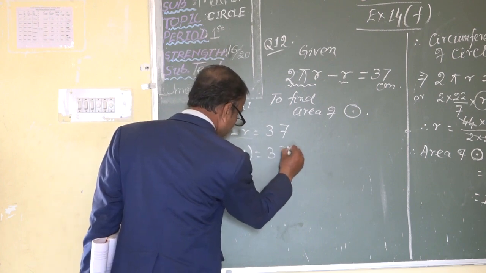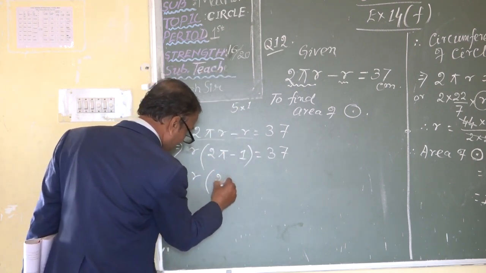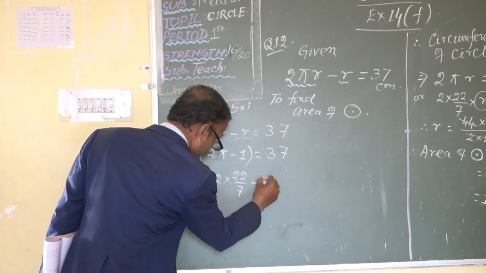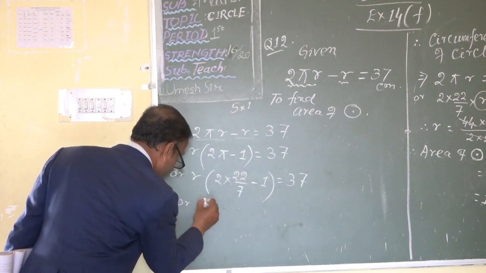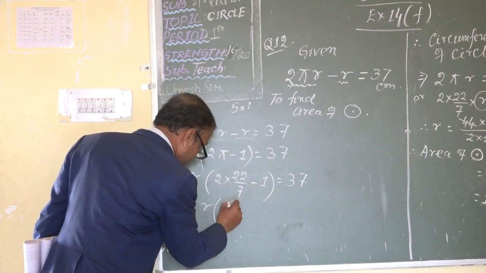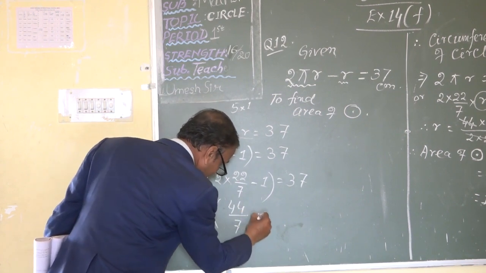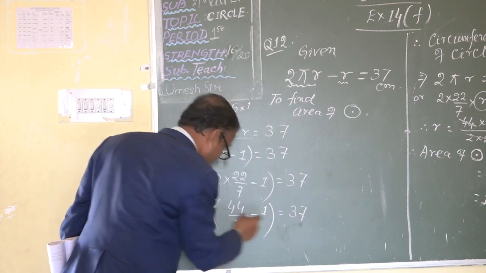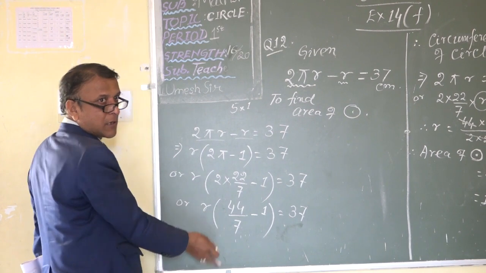This is equal to 37. Keep r, and this is 2 into pi. Pi means how much? 22 by 7 minus 1 is equal to 37. And r is there, and this 2 into 22 gives 44 by 7 minus 1 is equal to 37. Is 2 into 22 equal to 44, no? That I did.